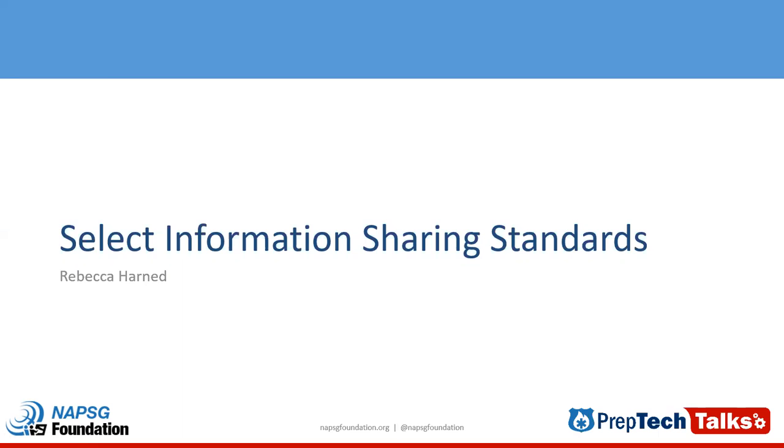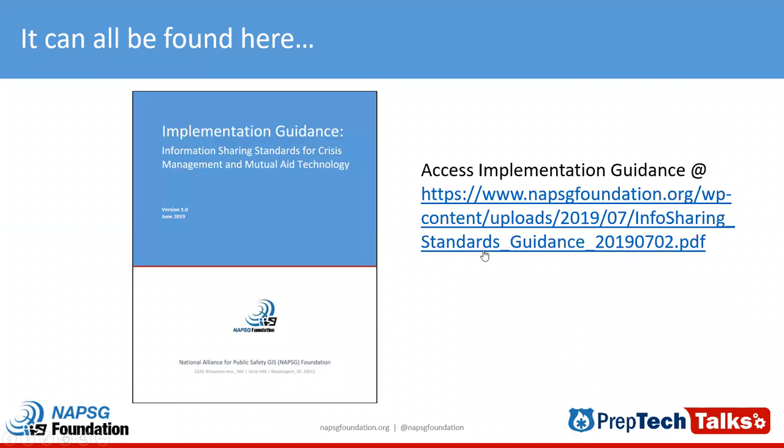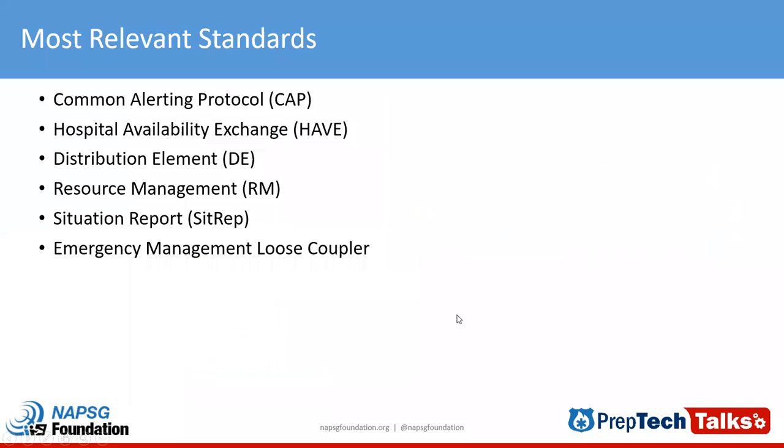So continuing, I'm going to cover select information sharing standards that are in the implementation guidance. Really quickly, all of this guidance can be found here. This is what the cover of the guidance looks like, and the link is provided right here for easy access. So the most relevant standards, as Mary covered, are listed here. I won't go back through those again. I will touch on some of them as we talk through the next few slides, but these are in essence the ones that were identified to support the greatest level of interoperability for information sharing for mutual aid and crisis management systems.